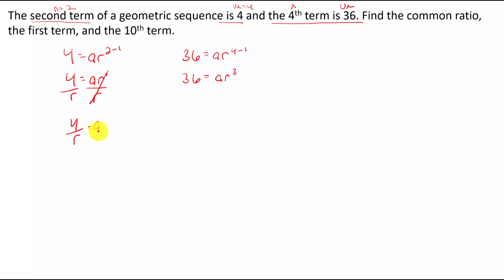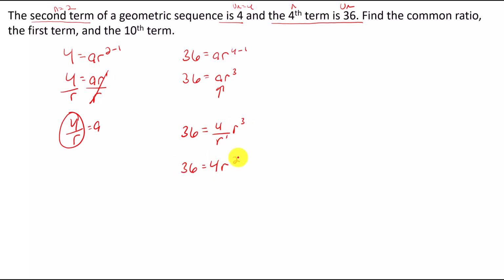If you always do it that way, it makes your life a little bit simpler, because I'm now going to plug this in for a. And so that looks like this: 36 equals, in place of a, we're going to put 4 over r, and then we have r cubed. Well, this r cubed is on the top, and this r to the first is on the bottom. So that's our exponent rules. 36 equals 4. When we have an r to a power on the top and the same base to a power on the bottom, we subtract powers. So this becomes r squared.